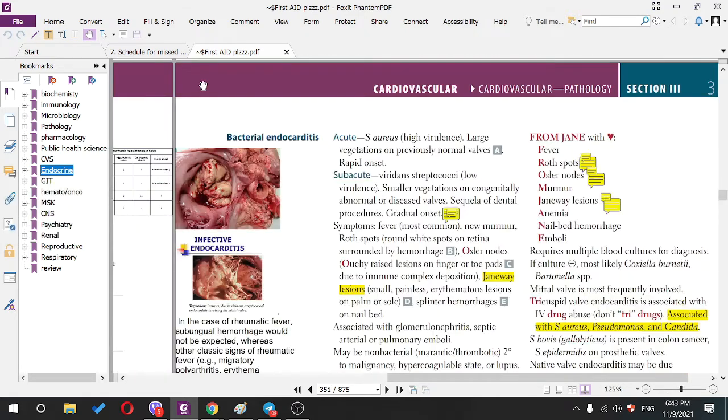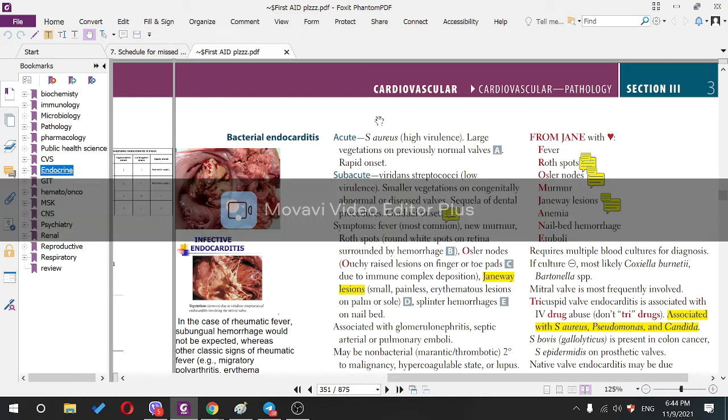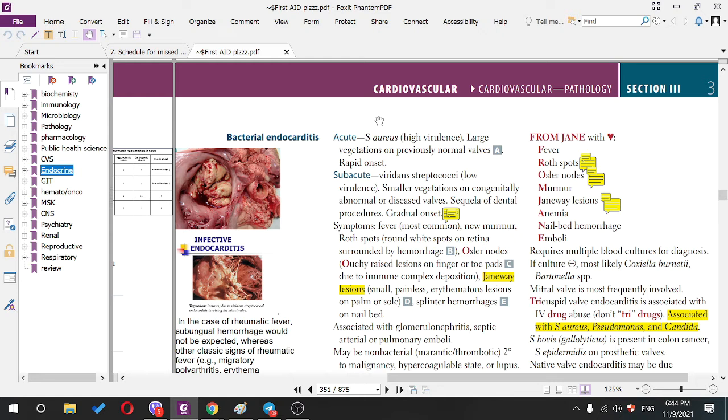So they write for us bacterial endocarditis. It can be acute, like Staph aureus. Keep in mind that Staph aureus is high virulence, which means that it destroys the valve in a really bad way. And it can lead to large vegetation on a previously normal valve. You are like, wait a second. How come normal valve? Well, because it's highly virulent.